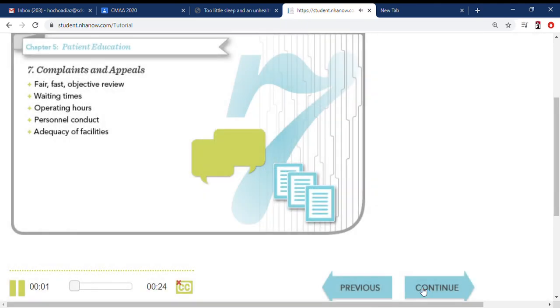Seventh, complaints and appeals. Patients have the right to a fair, fast, and objective review of any complaint against the health plan, providers, hospitals, or other health care personnel. This includes complaints about waiting times, operating hours, the conduct of healthcare personnel, and the adequacy of healthcare facilities.